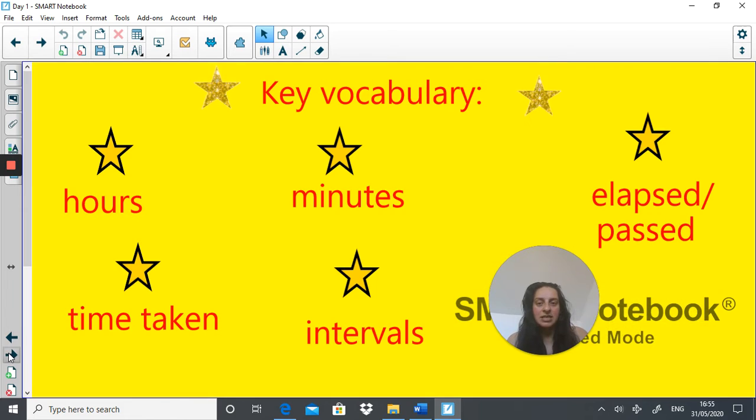Okay, good. So key vocabulary is hours, minutes, time taken, intervals, and elapsed and past. So that gives you a clue as to what elapsed might mean. Intervals, you'll remember we spoke about how many 5-minute intervals there were in an hour, how many 5-second intervals there were in a minute. So that's a word that you've already come across. This vocabulary is vocabulary that I'll be using all week, and by the end of the week, you'll be very familiar with it.